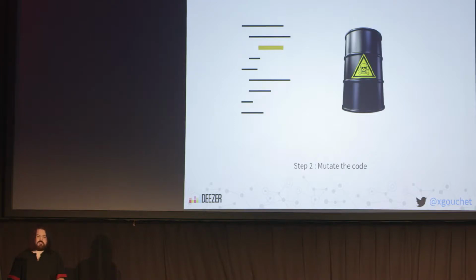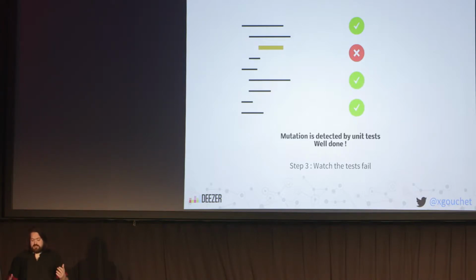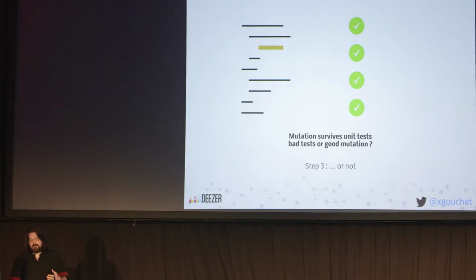Then you're going to change the code, and we're going to see later how we do that. But basically, you introduce some change in the code. And basically, if you change the code, it will change the behavior of the code, so obviously your test should fail. And so you run the test again, and you watch the test fail. And if the test fails, you catch the mutation, you kill the mutation, and that's good. But sometimes the test doesn't fail. And so in this case, if the mutation survives, well, who knows? We got to dig deeper.